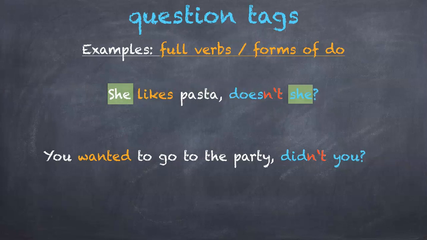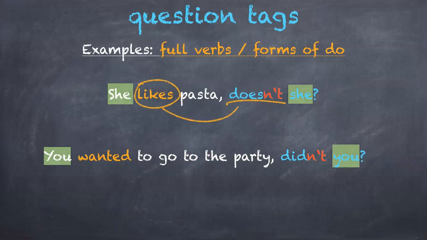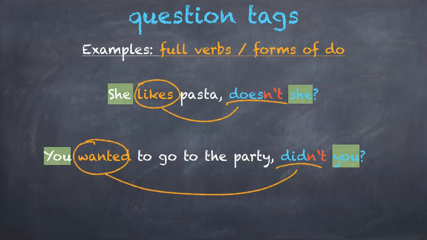Remember, the pronouns stay the same, so you have to use the same pronouns again. And again, because you have like as a full verb, you use does, and wanted in the past, you use didn't.